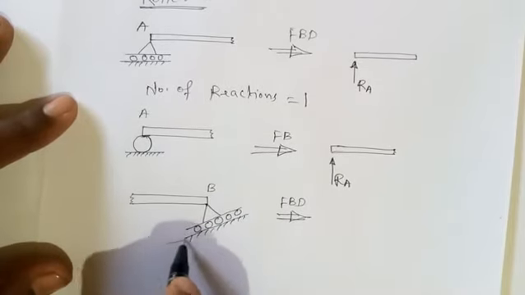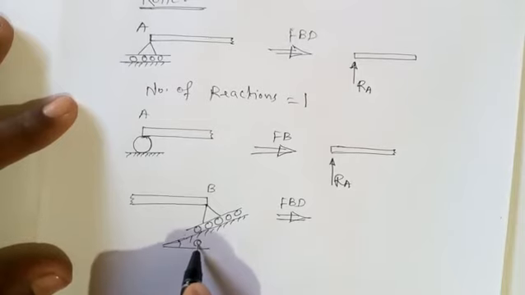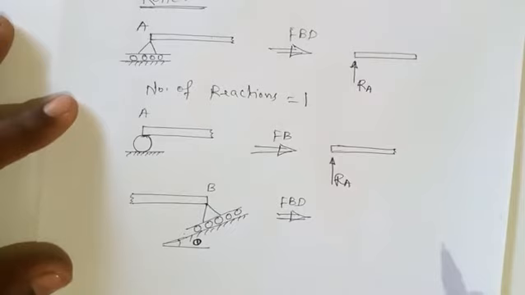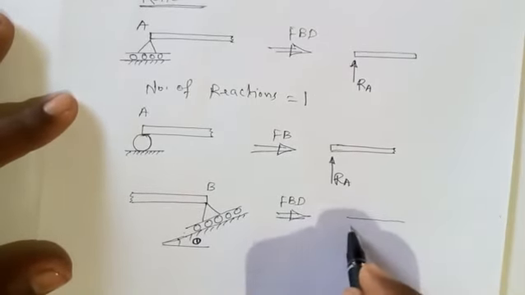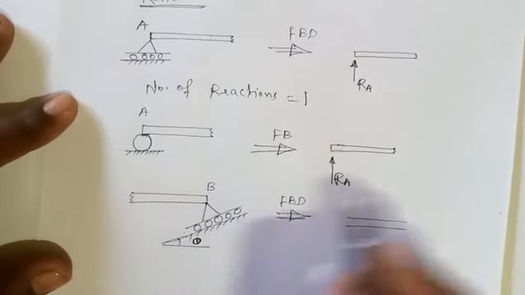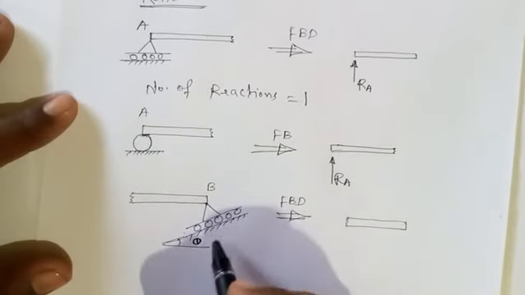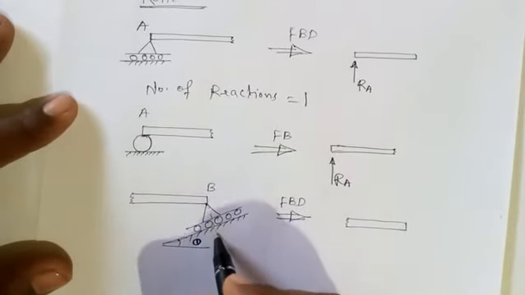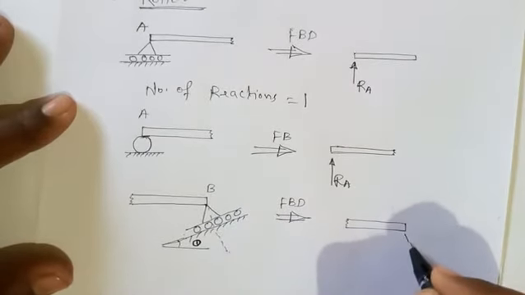Let the angle made by this roller support with horizontal be theta. This is theta angle made by the support. So reaction offered will not be vertical now, because plane of support is at an angle of theta. So reaction will also be inclined, but reaction will be perpendicular to this plane. So this will be the direction in which the reaction will be acting.